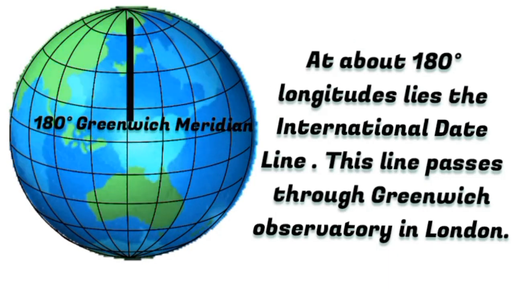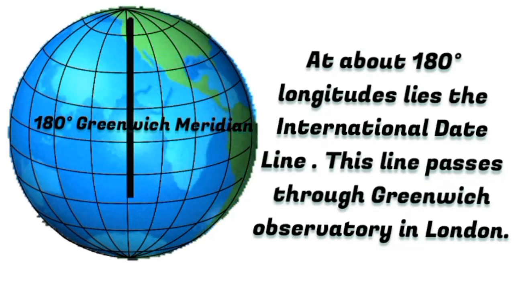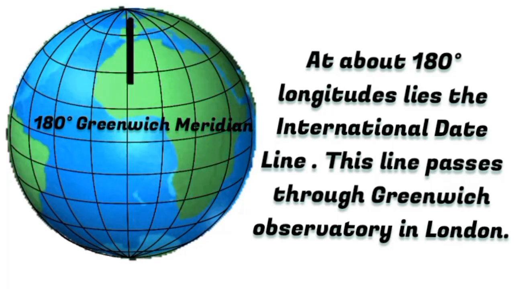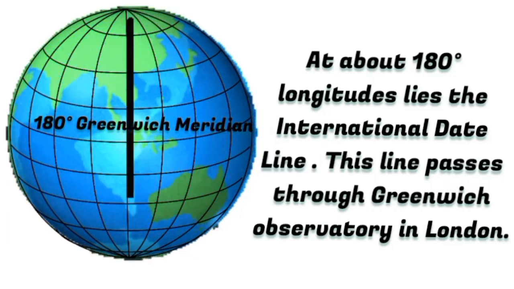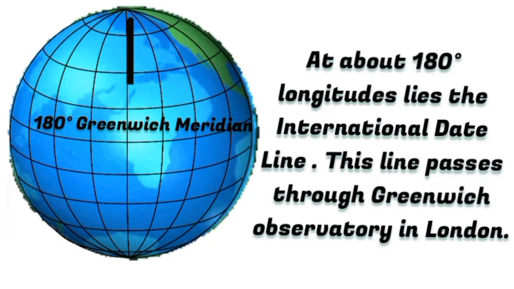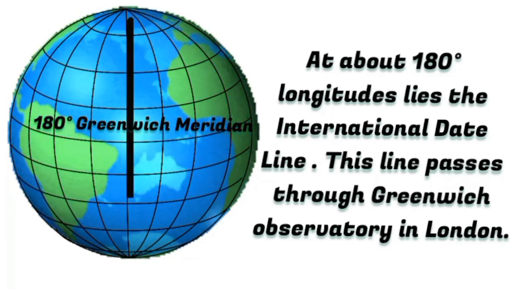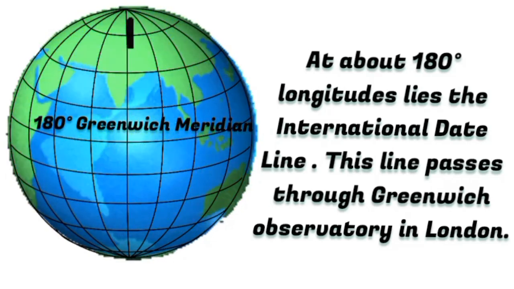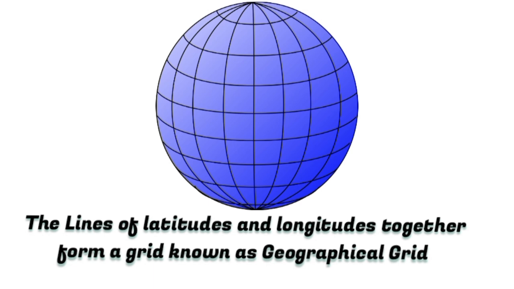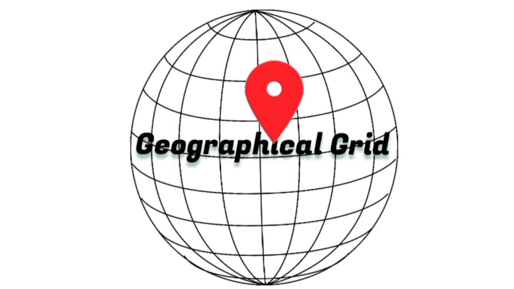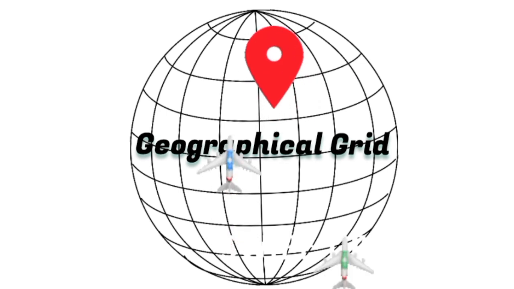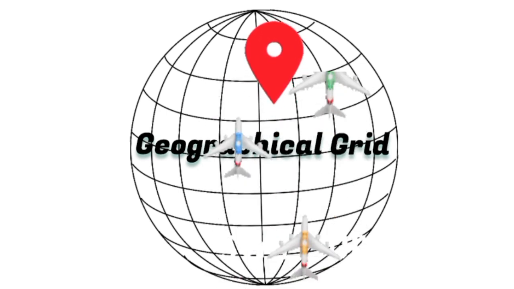At about 180 degrees longitude lies the international date line. This line passes through the Greenwich observatory in London. The lines of latitude and longitude together form a grid known as the Geographical Grid. This geographical grid helps us to locate any given place on the earth with the help of GPS.